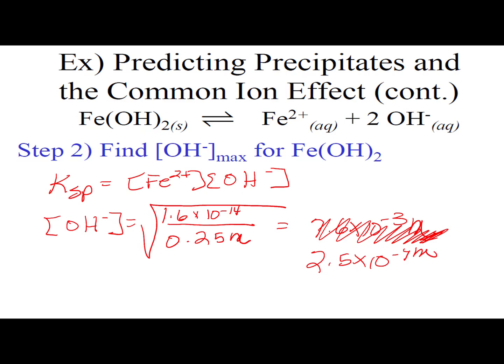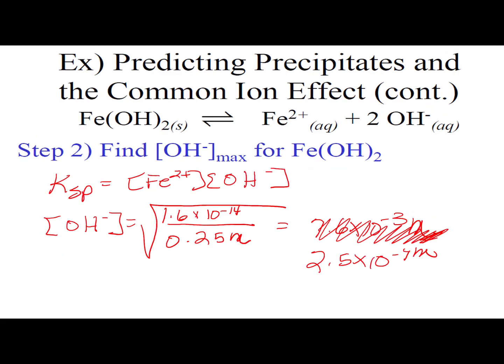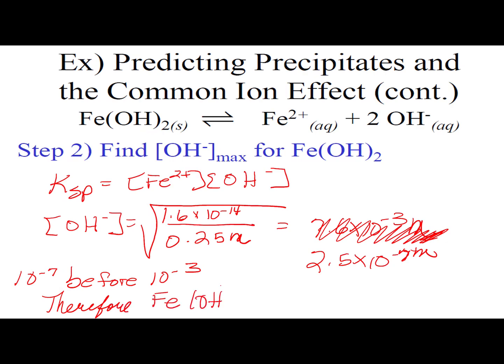And so if we compare our two hydroxide concentrations, going back, our hydroxide concentration for calcium hydroxide was 7.6 times 10 to the minus 3, and our hydroxide ion concentration for our iron hydroxide solution was 2.5 times 10 to the minus 7. So the 10 to the minus 7 will reach saturation before the 10 to the minus 3. So therefore, iron hydroxide will precipitate before calcium hydroxide.